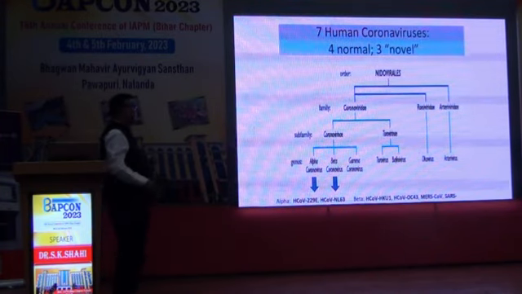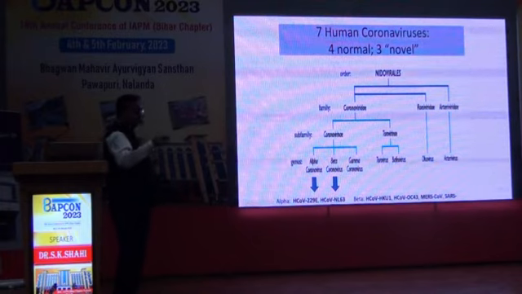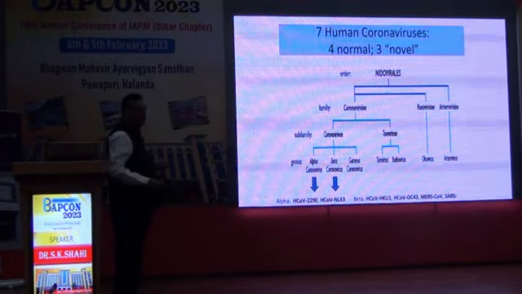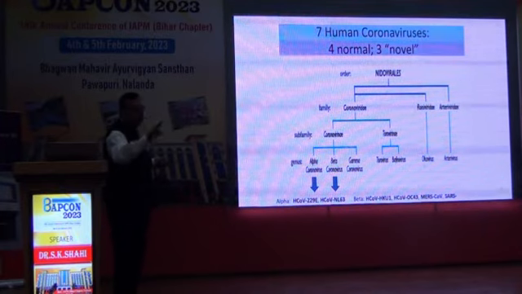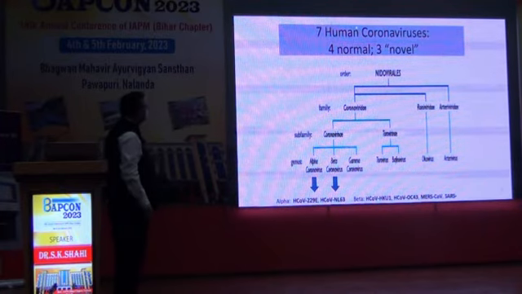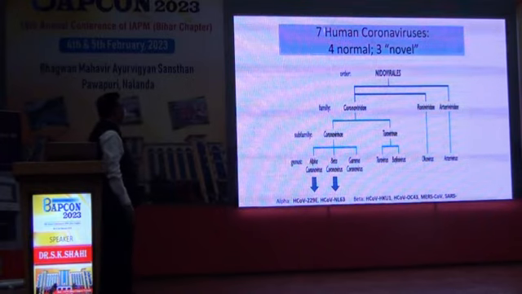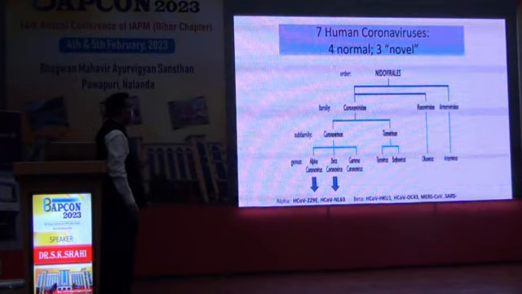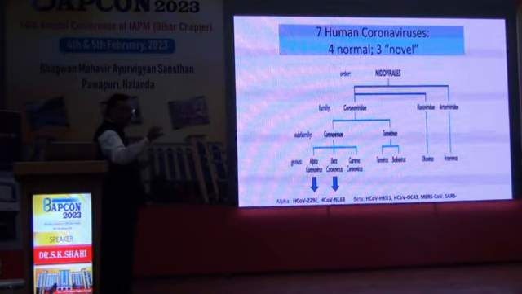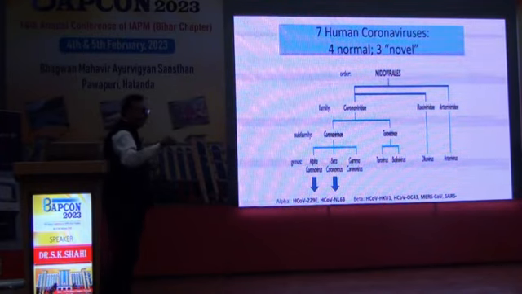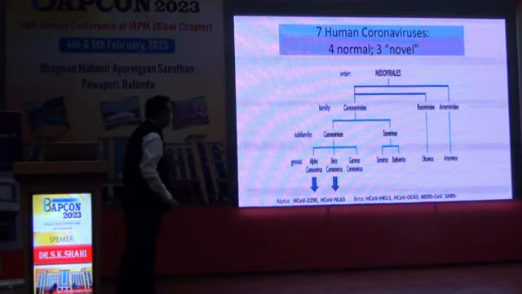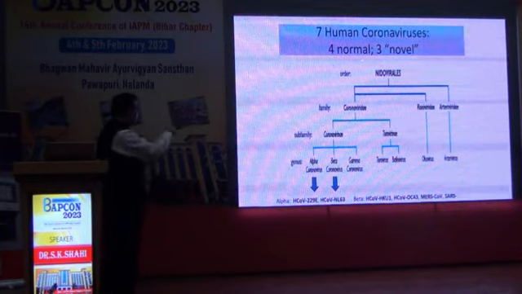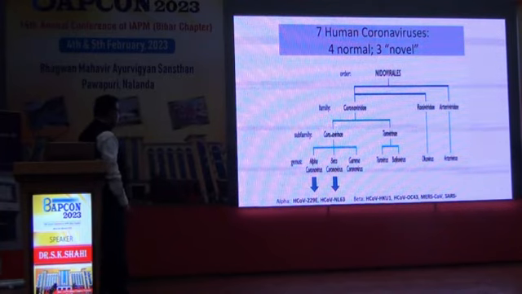Now, you must be knowing, and the people who don't know should know, how many coronaviruses are found. Because we know only one, COVID-19 we call it. Actually, there are 7 human coronaviruses. 4 are normal and 3 are novel. Why do we call it novel? Because these are the notorious ones, that's why we call it novel. I will not go into details on that.